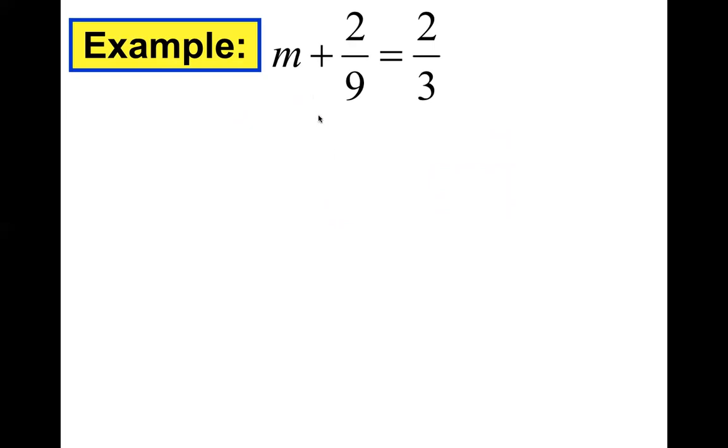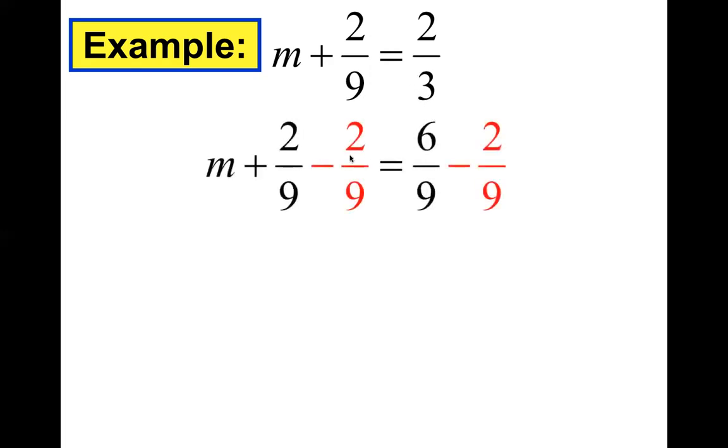Let's go ahead and look at another example. We're given m plus 2/9 equals 2/3. Unfortunately, we don't have common denominators in this example, so we're going to have to look for one. We can see here that we have 2/9 here and 2/3. Common denominator would be 9, and 3 times 3 would equal 9. So your new fraction for 2/3 would be 6/9.